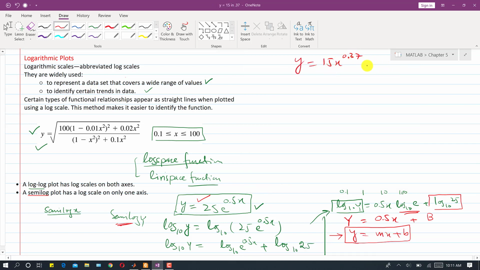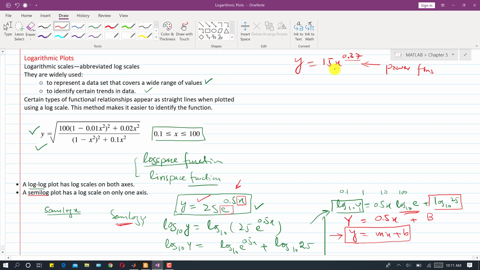Now let's suppose we have this function. Such kinds of functions are called power functions, and this kind of functions are called exponential functions. Here is the independent variable, and that independent variable is raised to the power of some constant. So this is a constant, and in this case, this is the independent variable and it is raised to the power of some constant. So these are called power functions.